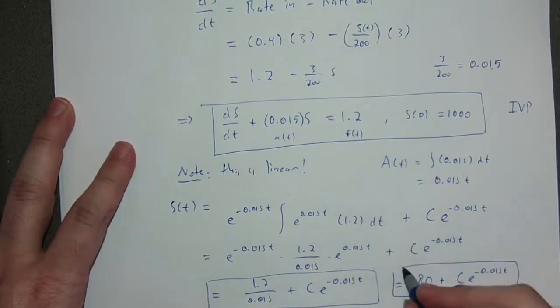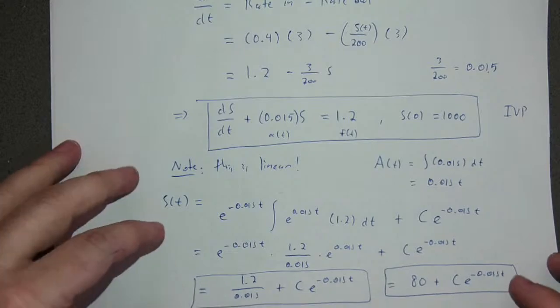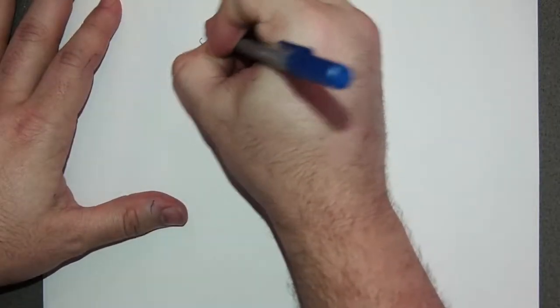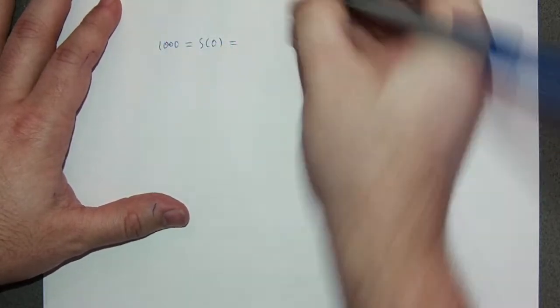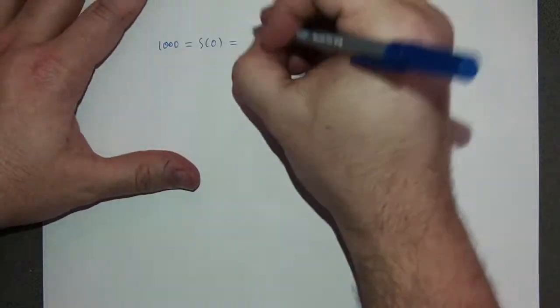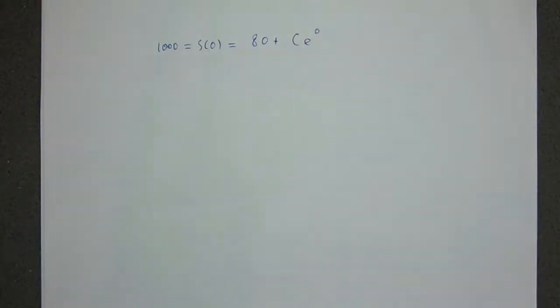So here's my general solution. I have this initial condition I need to impose, so I'll do that on the next page. So S of 0 is 1,000, but this S of 0 is also 80 plus c times e to the 0. Right? So this is 920 is what c turns out to be.